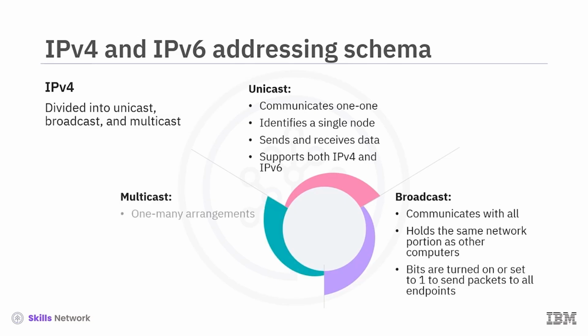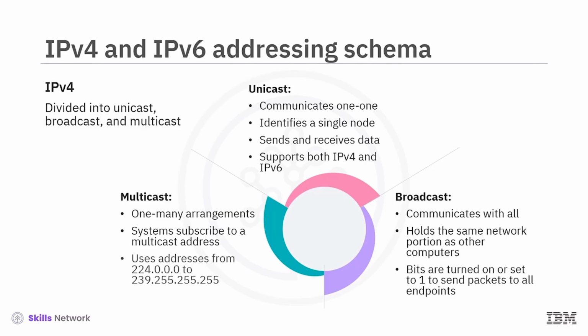Multicast is a one-to-many arrangement. A group of systems can be subscribed to a multicast address, so anything sent by that address will be received only by the systems that are subscribed to receive multicast from that system. The Class D addresses 224.0.0.0 to 239.255.255.255 define the multicast group.